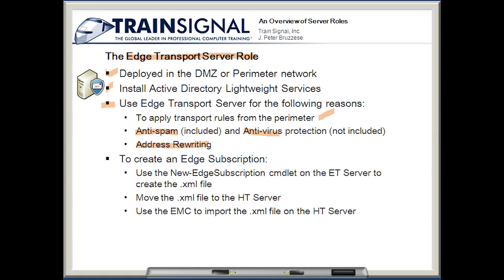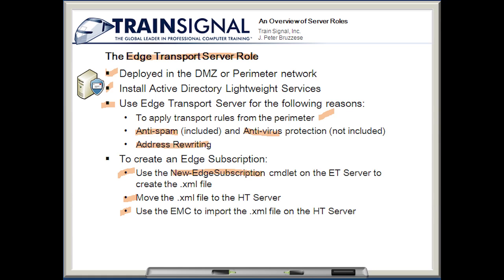Without that connection, there's no trust between the Edge Transport and the Hub Transport servers. So you make that connection, first of all, by using the Exchange Management Shell and using the new-edge subscription cmdlet on the Edge Transport server to create an XML file. Then you move that XML file to the Hub Transport server. And then finally, you use the Exchange Management Console. You could use the shell as well, but it's easier to use the console to import the XML file on the Hub Transport server. And we're going to walk through those steps as well.